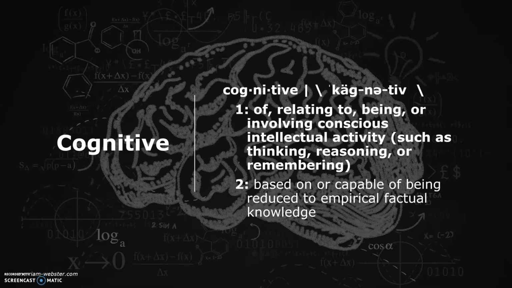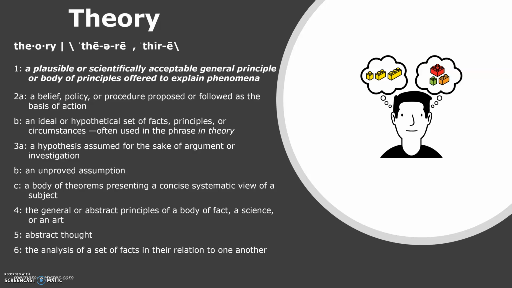To focus on that first definition of cognitive, according to the Merriam-Webster dictionary, it is defined as of, relating to, being, or involving conscious intellectual activity or process, or what I would say, processes such as thinking, reasoning, and remembering. And as I've gone through this research, that's the overlying theme of cognitive theories: processing.